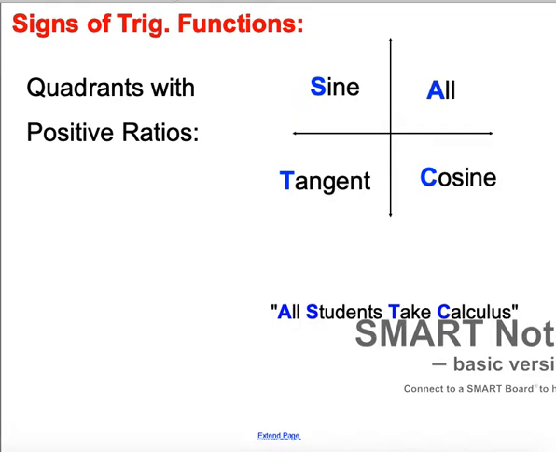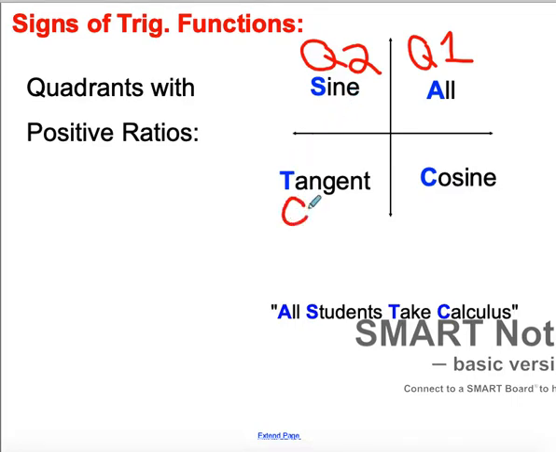Now, we're talking about trig ratios, okay? And so it's important to know when these are going to be positive and when these are going to be negative, because they can be negative. So in quadrant 1, all of them will be positive. Sine, cosine, tangent, cotangent, cosecant, secant. All ratios will be positive in quadrant 1. In quadrant 2, only sine will be positive. All the others will be negative.